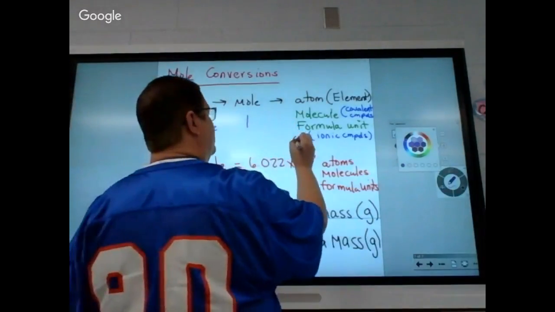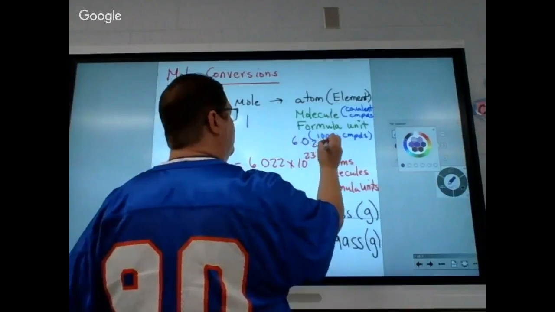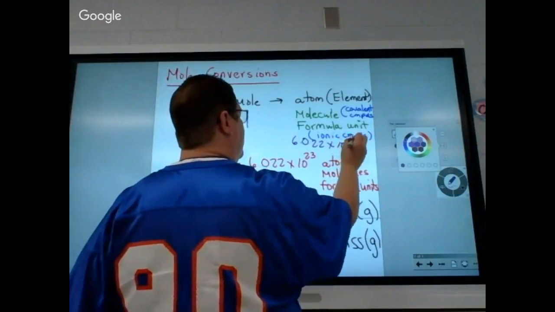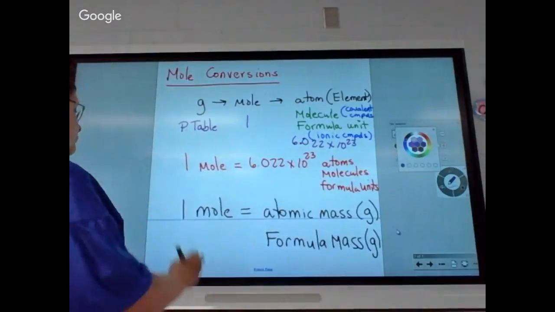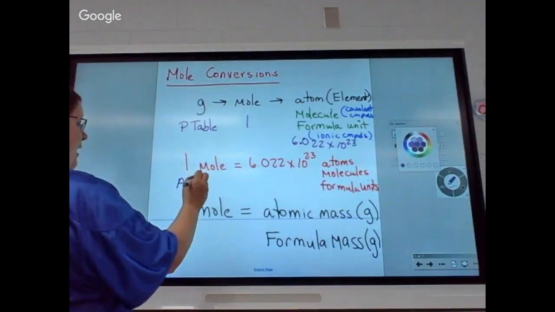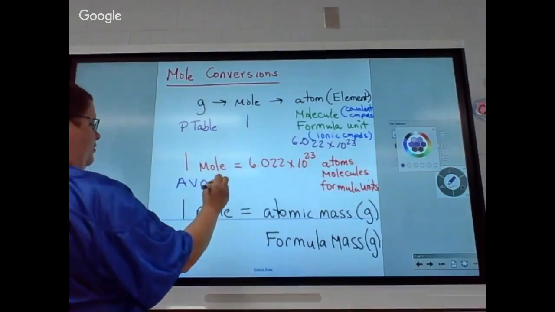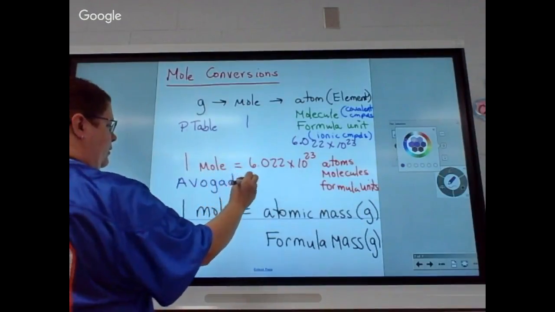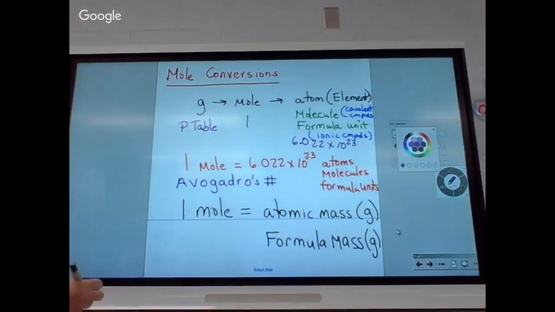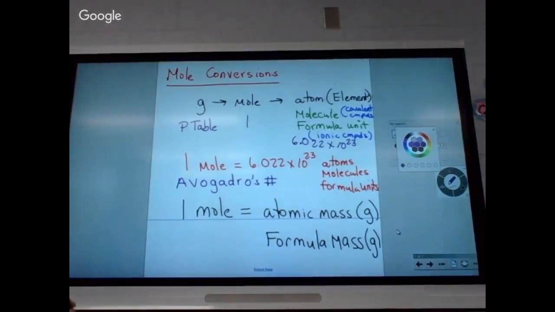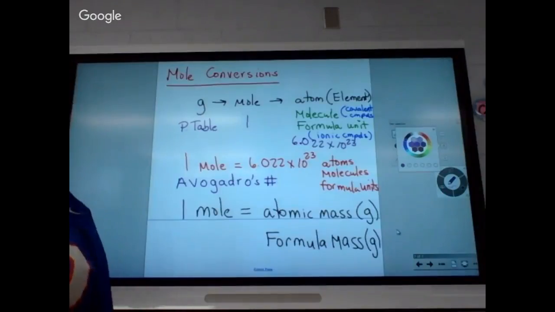And then atoms, molecules, and formula units are still going to get what number beside it? What's the name of that number? Avogadro's number. It's Avogadro. There's no avocado in there. That's a fruit. All right, Avogadro. Amadeus Avogadro.